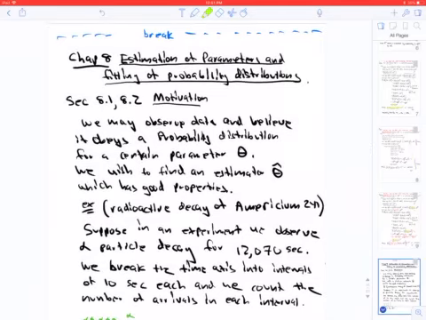We started chapter 8, estimation of parameters and fitting of probability distributions. Here, the motivation is that often you have some data that you want to model using a probability distribution. A probability distribution is often parametric, and it comes with certain parameters, which then you need to estimate based on your data.